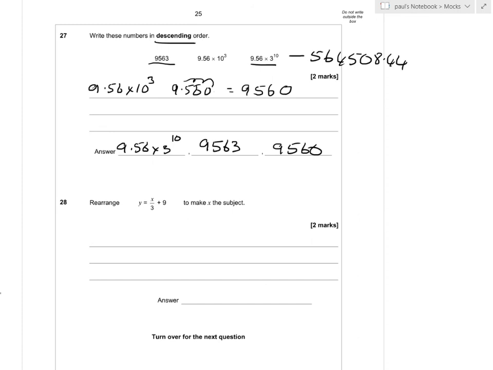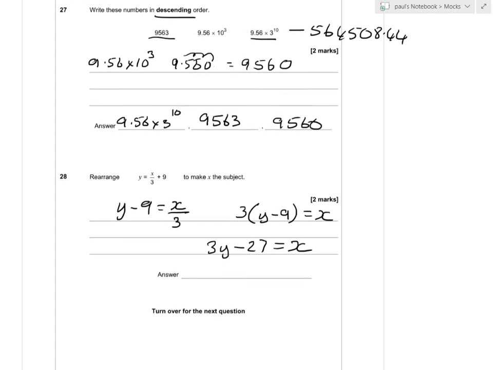y equals x over 3 plus 9. Make x the subject. So let's take away 9 first from both sides. So I've got y minus 9 equals x over 3. And then multiply by 3 both sides. So I would have 3 times (y minus 9) equals x. And then multiply out the brackets. 3y minus 27 equals x.